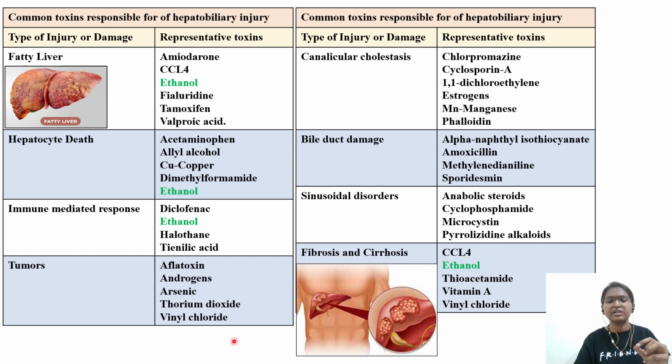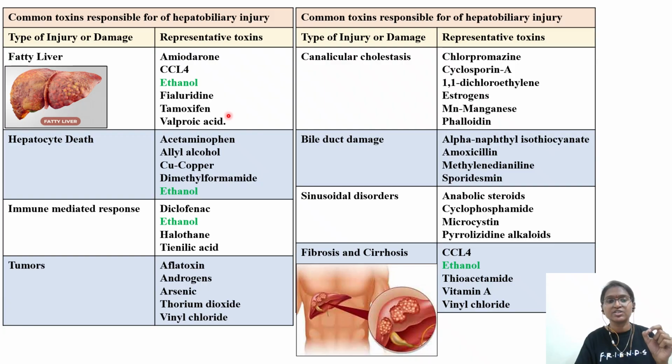For example, vinyl chloride, which is there in the vulcanization of rubber, is going to cause tumors. Arsenic, a metal, causes tumor. Aflatoxin, which is a fungal toxin, is also causing tumor. We have halothane, which might be used in anesthesia, which is causing an immune-mediated response. As we discussed, acetaminophen causes liver cell death. And we have another metal, copper, which is also causing liver cell death.